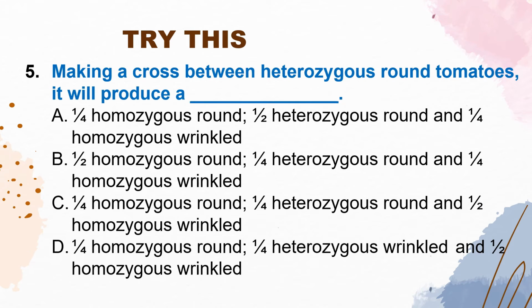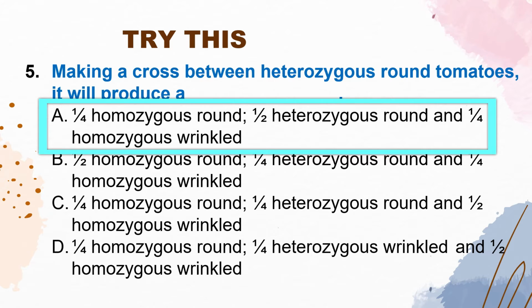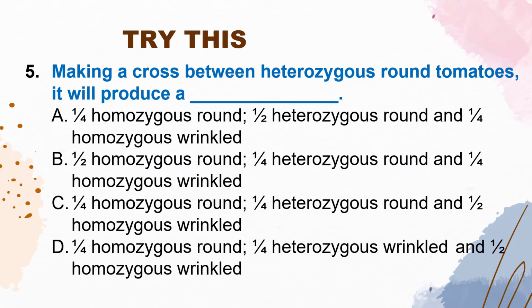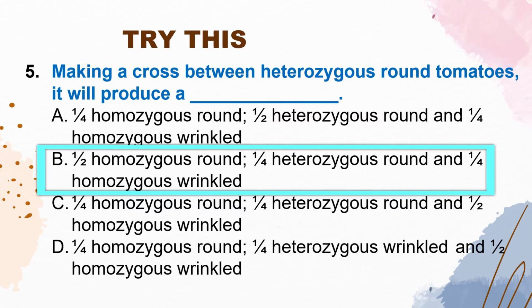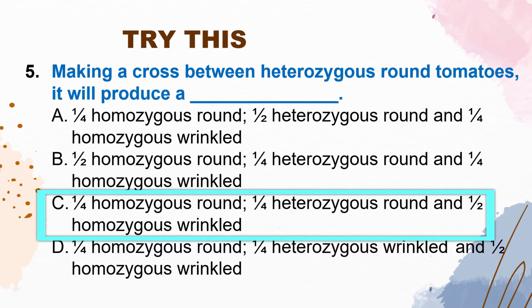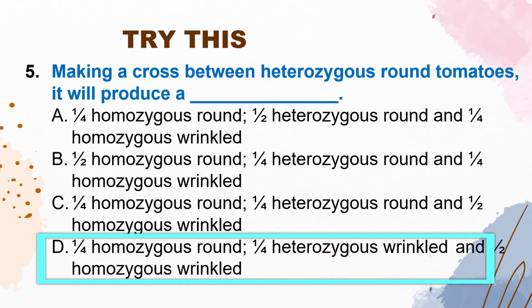Number 5. Making a cross between heterozygous round tomatoes, it will produce a blank. A. 1/4 homozygous round, 1/2 heterozygous round, and 1/4 homozygous wrinkled. B. 1/2 homozygous round, 1/4 heterozygous round, and 1/4 homozygous wrinkled. C. 1/4 homozygous round, 1/4 heterozygous round, and 1/2 homozygous wrinkled. D. 1/4 homozygous round, 1/4 heterozygous wrinkled, and 1/2 homozygous wrinkled.